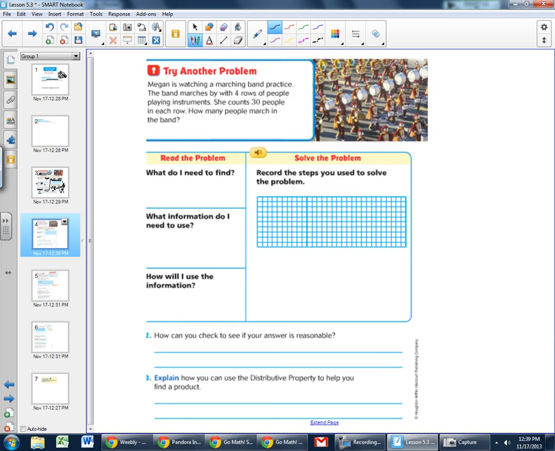Trying another problem. You are now on page 192. Megan is watching a marching band practice. The band marches by with 4 rows of people playing instruments. She counts 30 people in each row. How many people march in the band? So what do I need to find? They're asking us how many people march in the band. And they didn't give you much room, so you'll have to fit this in there.